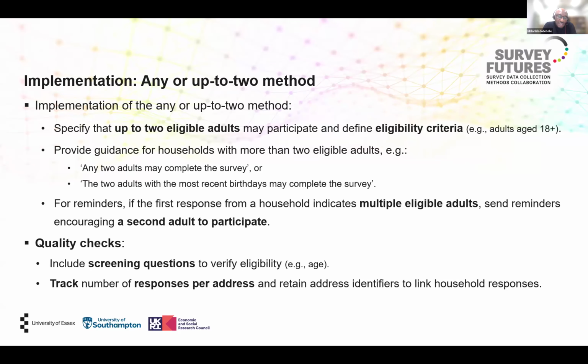Some quick quality checks to be done. We include a screening questionnaire that verifies eligibility for the participants, plus also tracks the number of responses per household. With this, we need to be able to retain some of the information for people within the same household. So when it comes to using the data, we know which respondents were sampled from the same household.